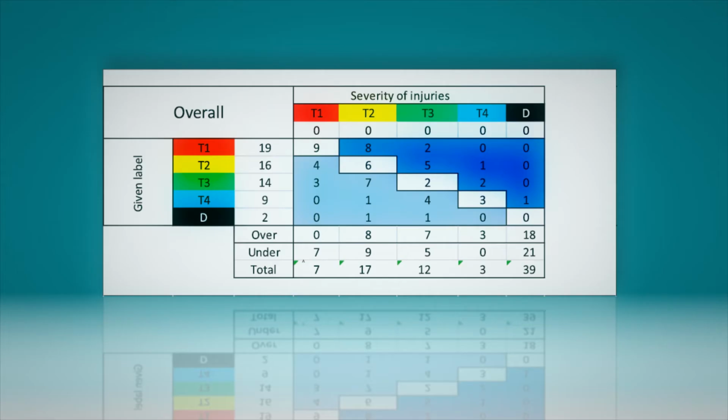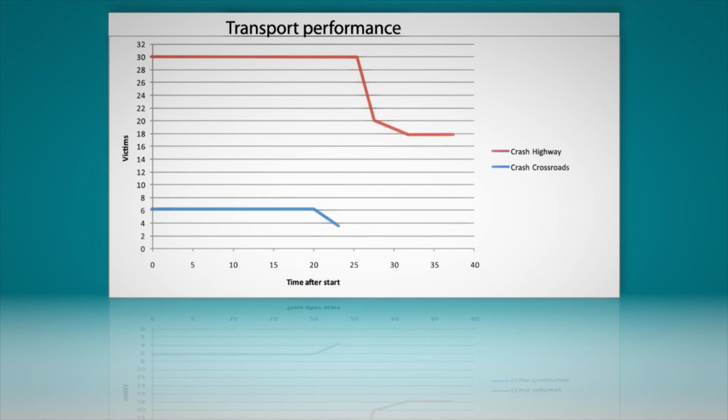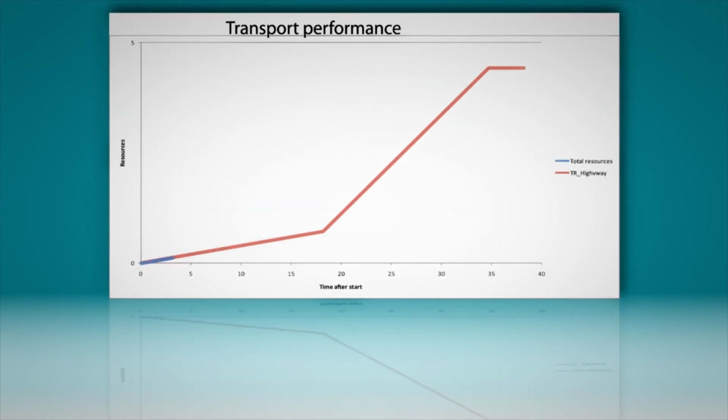ISEE logs actions taken during the training. With these logs, the percentage of under-triaged and over-triaged victims can be calculated. Transports are also logged, from which the transport performance is determined.